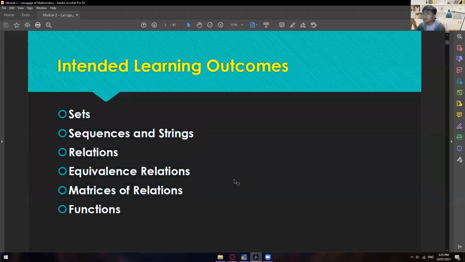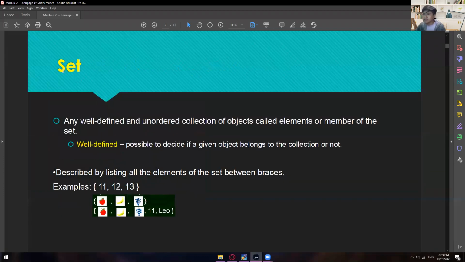All right. So first, let's start with sets. What is a set? Basically, it's any well-defined and unordered collection of objects called elements or members of the set. When we say well-defined, it is possible to decide if a given object belongs to the collection or not. Meaning we can decide if that object is really in that set or not. That's why it's called well-defined.